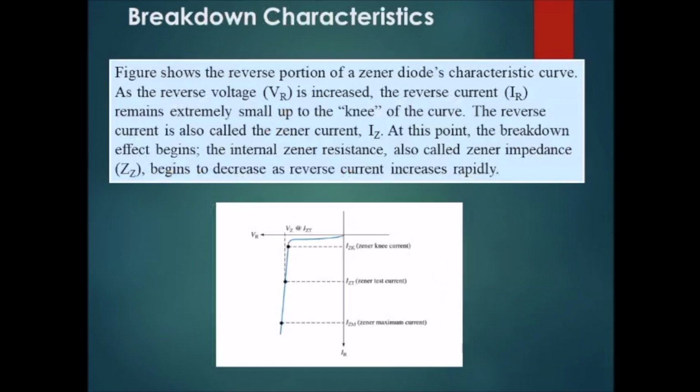The figure shows the reverse portion of a Zener diode's characteristic curve. As the reverse voltage VR is increased, the reverse current IR remains extremely small up to the knee of the curve. The reverse current is also called the Zener current, IZ. At this point, the breakdown effect begins. The internal Zener resistance, also called Zener impedance, ZZ, begins to decrease as reverse current increases rapidly.